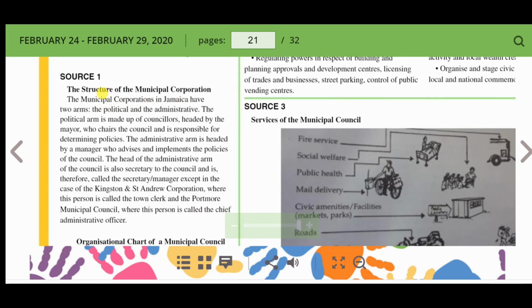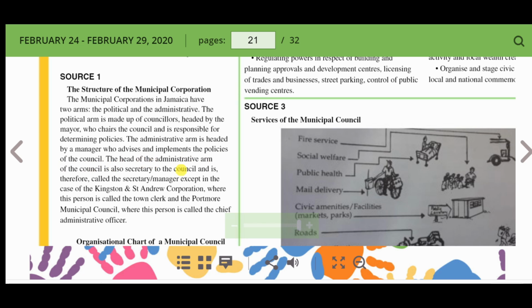Source 1. The structure of the municipal corporation. The municipal corporation in Jamaica has two arms, the political and the administrative. The political arm is made up of the councillors headed by the mayor, who chairs the council and is responsible for determining policies. The administrative arm is headed by a manager who advises and implements the policies of the council.